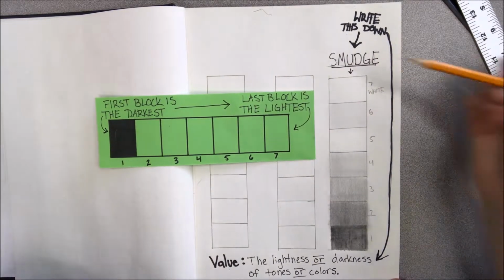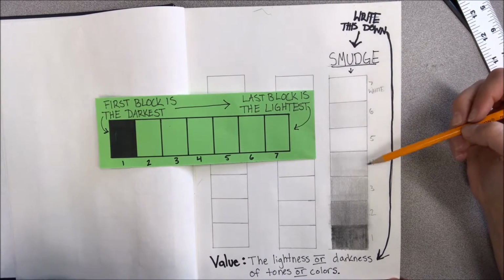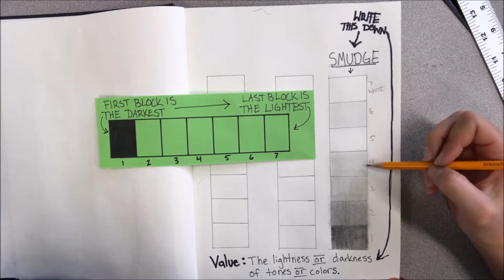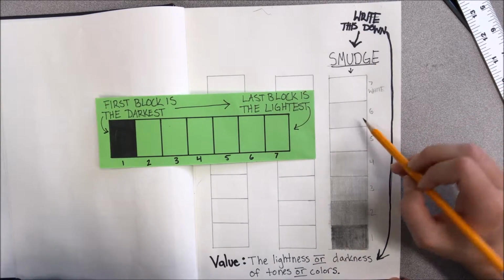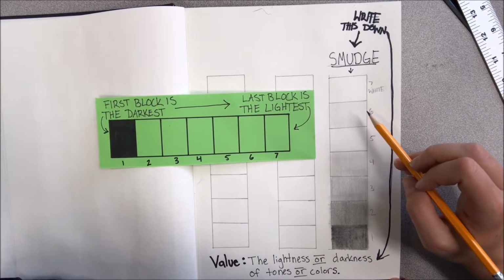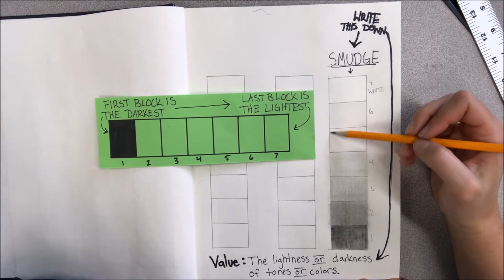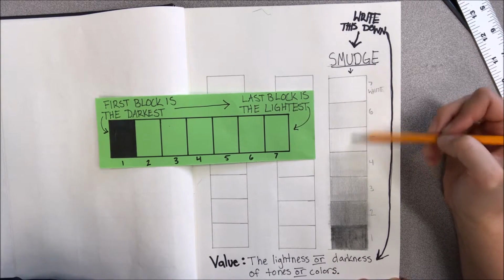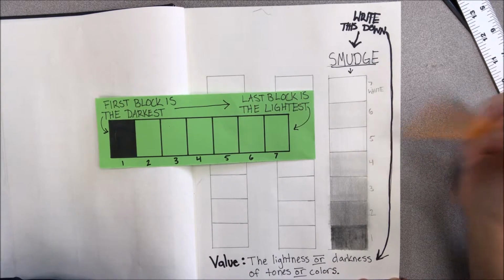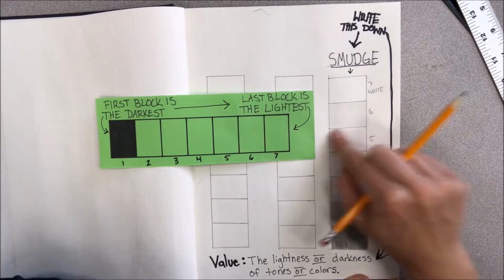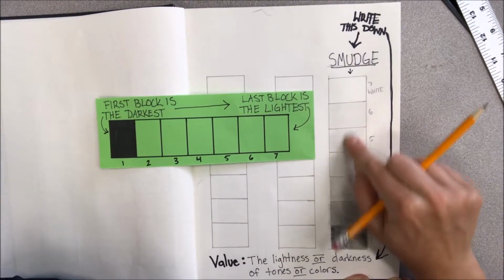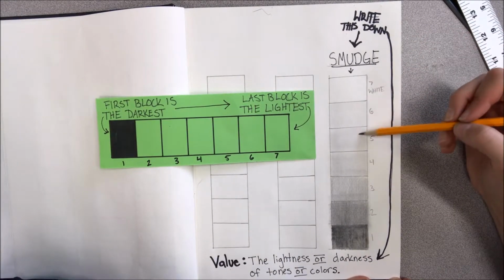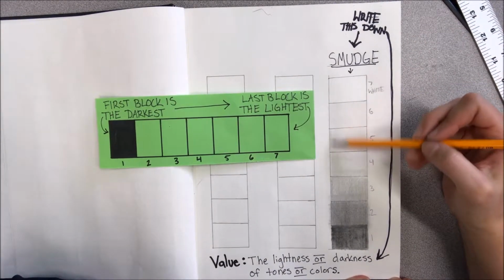Good. Now I only have one more box to complete, and it's box 5. This will probably be your trickiest box because it needs to be lighter than box 4, but still darker than box 6. I'm going to start very light and build up from there. Right now, box 5 and 6 are very, very similar.